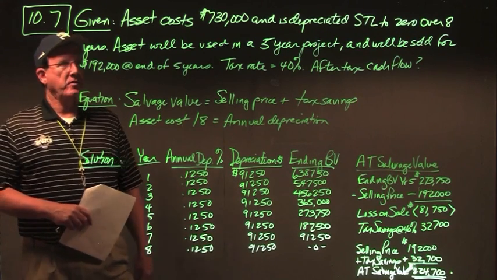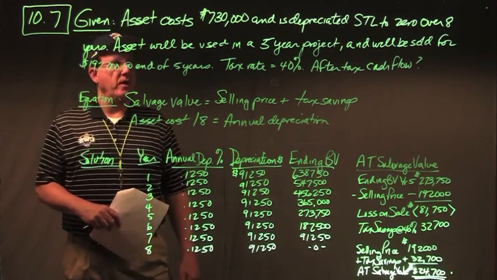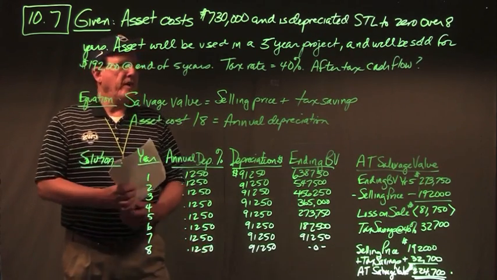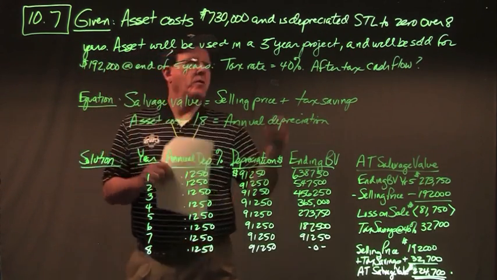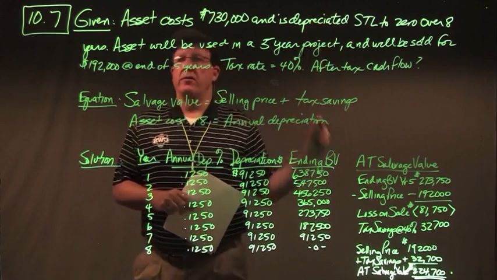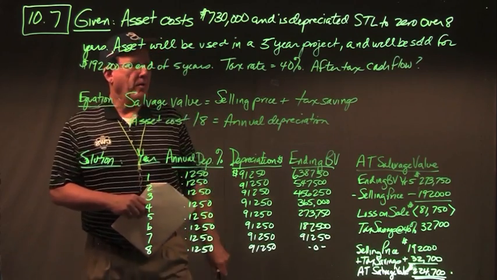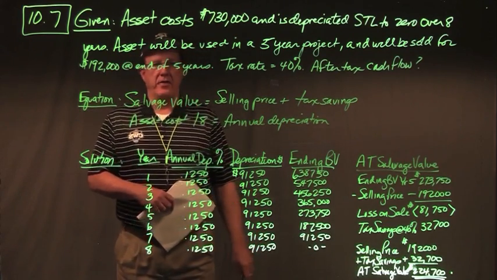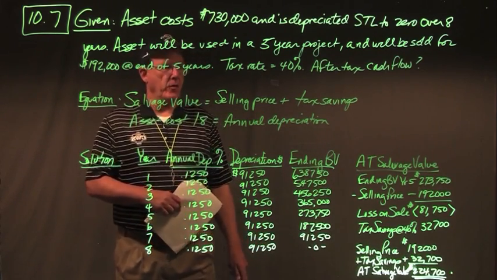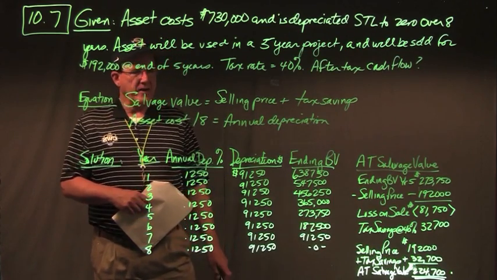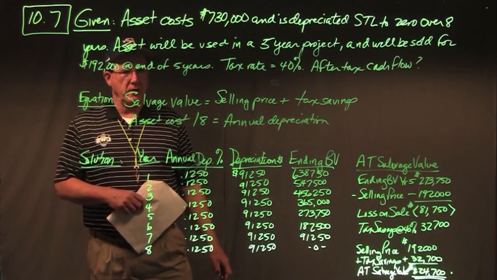In problem 10.7, we have an asset costing $730,000, depreciated straight line to 0 over 8 years. The asset is used in a 5-year project and will be sold for $192,000 at the end of year 5. Tax rate is 40%. What is the after-tax cash flow? So a couple of equations.